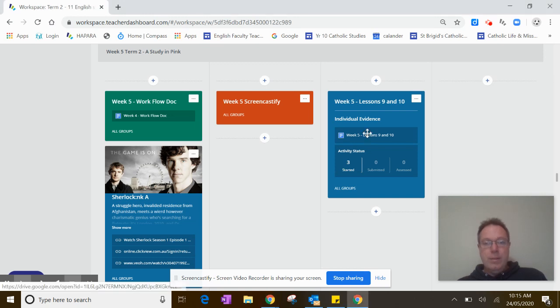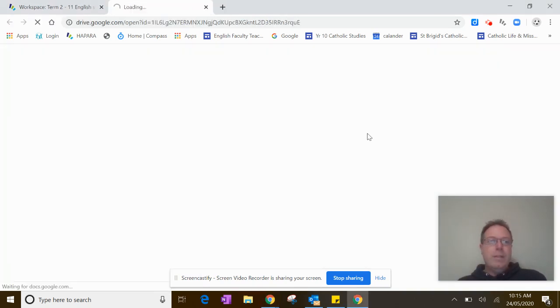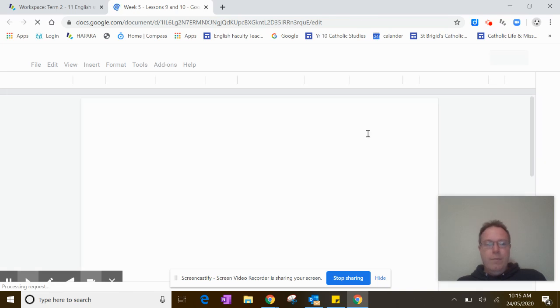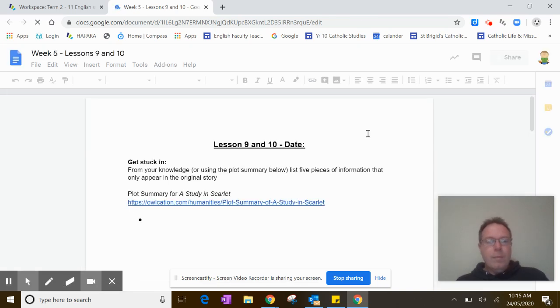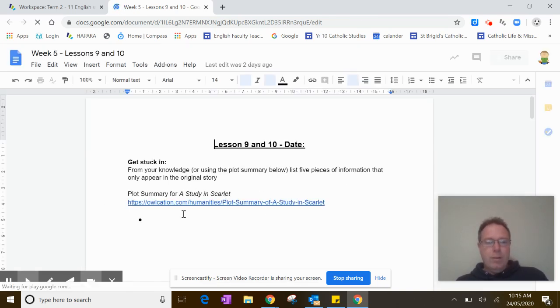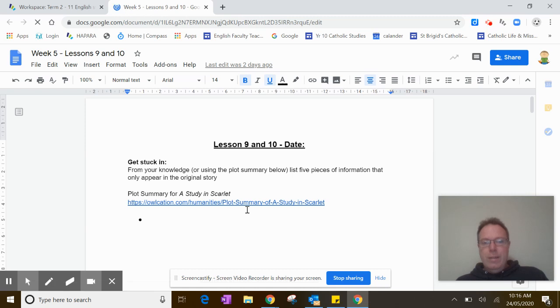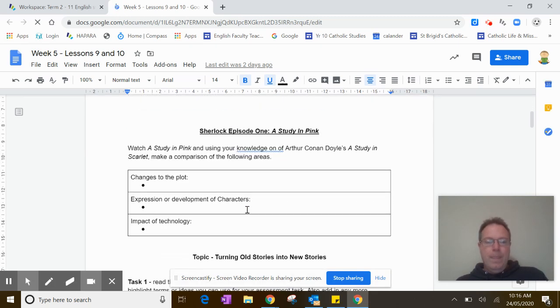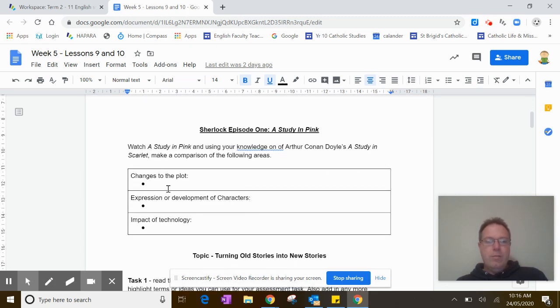That is awesome. So if we open it up, the first thing we need to do is break down the film when we watch through it. So the first part is to create a quick little summary of A Study in Scarlet. The reason behind that is we want you to have in your mind the story itself. Then when we're watching it, you're going to look at these three things.